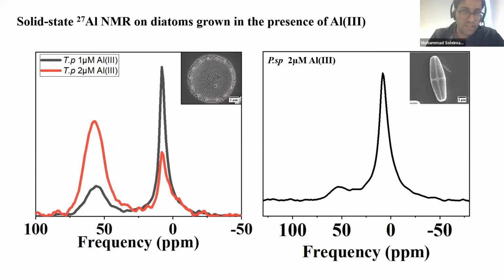And then we did solid state silicon NMR to study the coordination environment of aluminium in the silica of diatoms. For example, for this one, we worked on different concentrations, and in both cases, we have 4 and 6 coordinated aluminium, and in this case, most of the aluminium was 6 coordinated. I have to say that 4 coordinated aluminium is the aluminium which is inside of the silica framework, but 6 coordinated is the aluminium species which usually is on the surface or is not connected inside the silicon network.